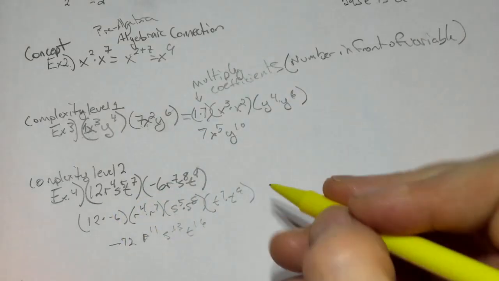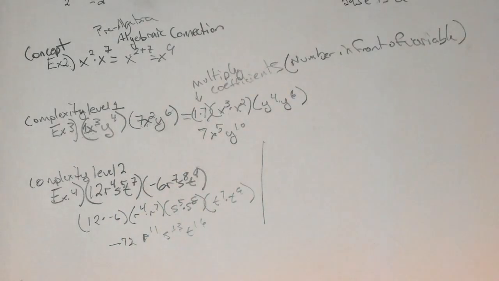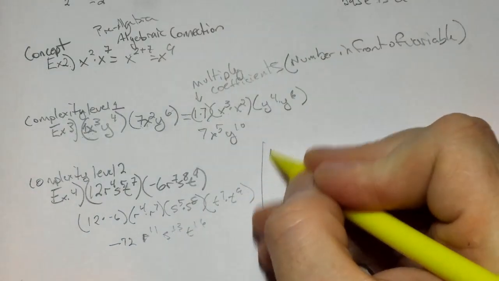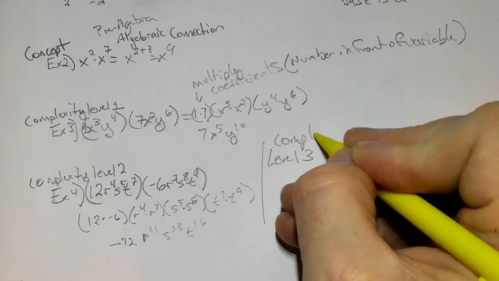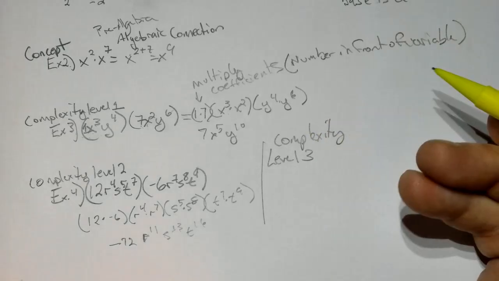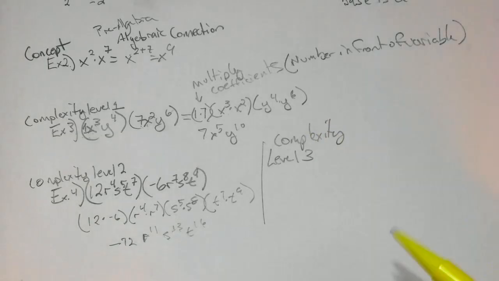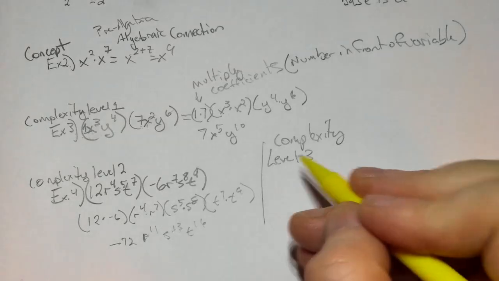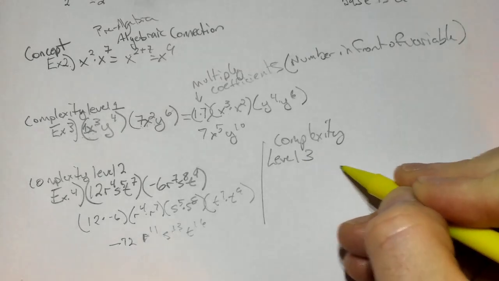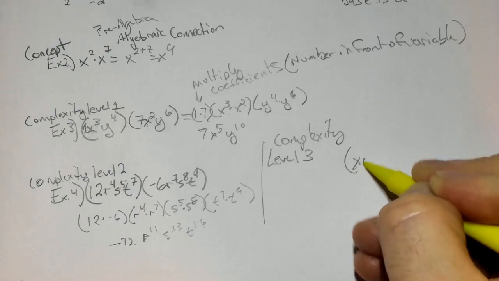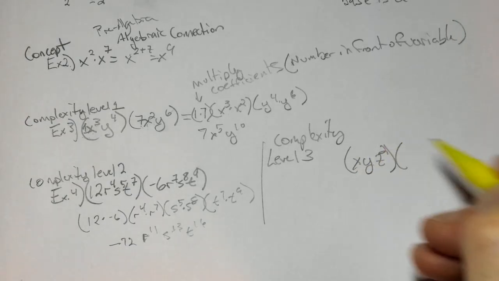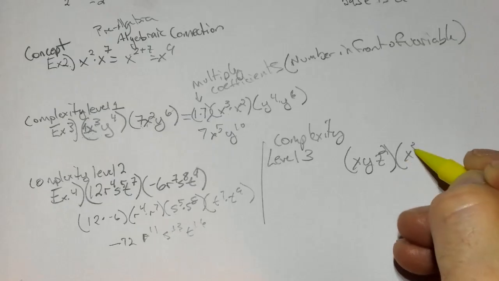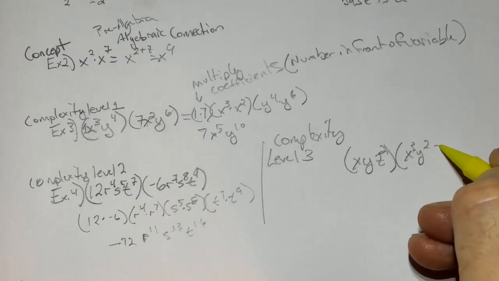Now, I want to add one more thing because it's probably a good idea, and this is another level of complexity, so we'll call it level 3 complexity. I've taken some things for granted that should be known, but it's not always known. So here is some connections to other things. What if I have something like this? x, y, z times x, y, z squared times x to the 3rd, y to the 2nd, z.